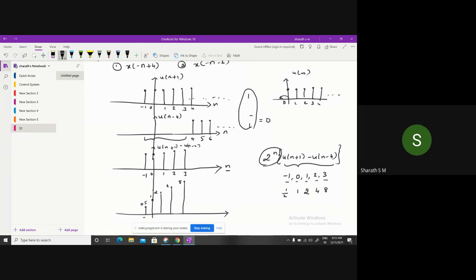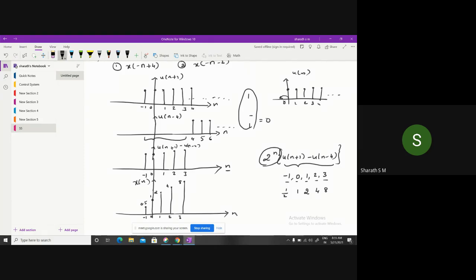So label this as minus 1, 0, 1, 2, 3 with respect to the variable. So this is the final x of n. So 2 power n gives the amplitude level of the intermediate signal, that is u of n plus 1 minus u of n minus 4. Where n is equal to minus 1, so n is the range of the given signal. So that is what the range is, minus 1 to 3.